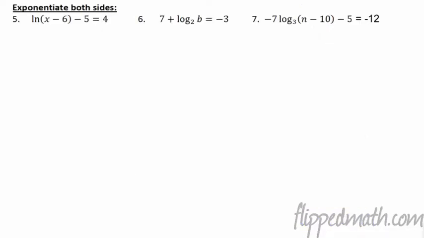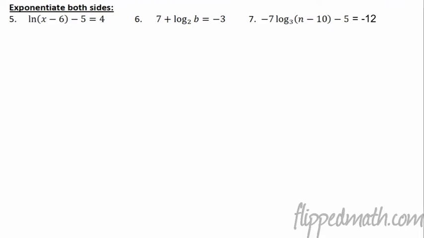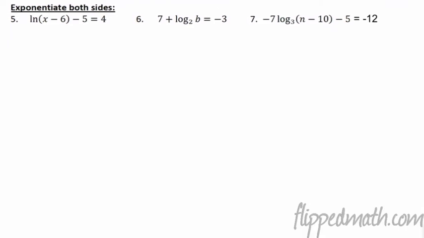Exponentiating both sides. To exponentiate means we use each side of the equation as an exponent on some base. Now, we're going to pick a smart base. Let's look at number 5 right here. First, here's basically what we've got to do. We've got to get rid of that natural log there.